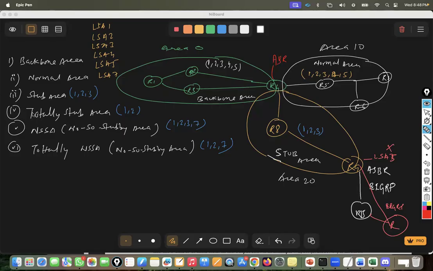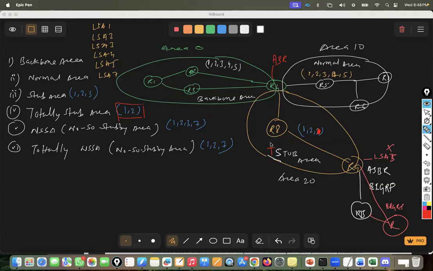Now I'm going to make this area a totally stub area. Then what is going to happen? I'm going to prevent LSA 3 as well. That summary means we are not going to receive LSA 3 from the ABR. So if this router wants to talk with another area, how is it going to talk? It's not possible, right? So we're going to lose the connectivity.